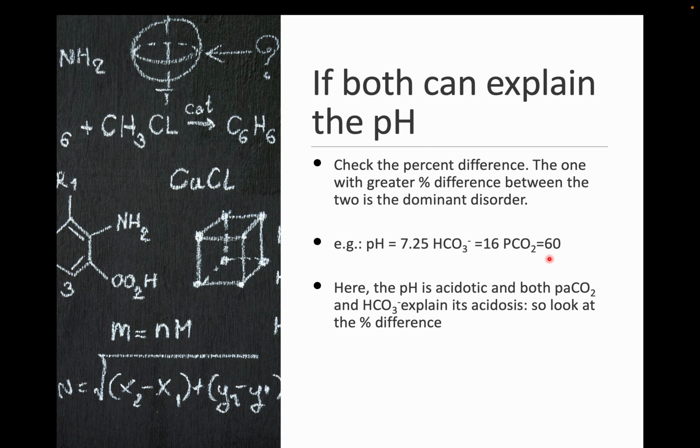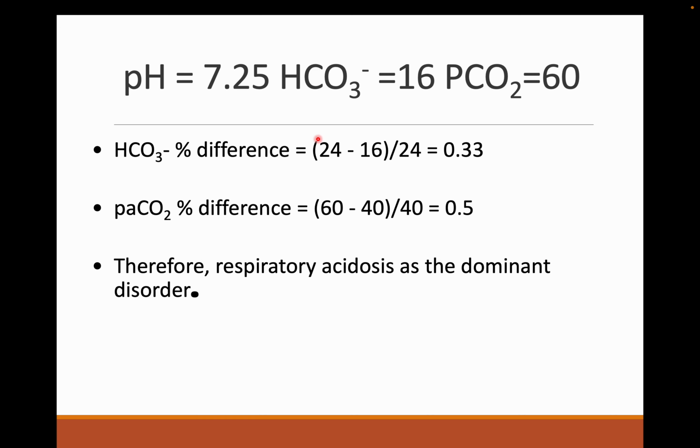So how do you tell which is the predominant cause? You then check for the percentage difference. Bicarbonate from the mean value of 24, you minus 16, a 33% change is there. PCO2 mean value is 40, here 60 is there, the change is 50%. So respiratory acidosis is the predominant cause here.